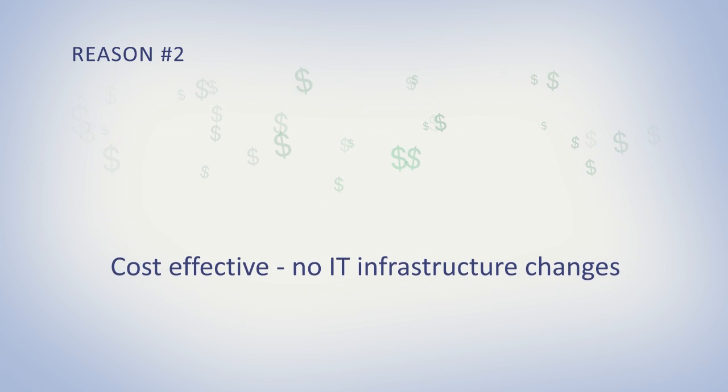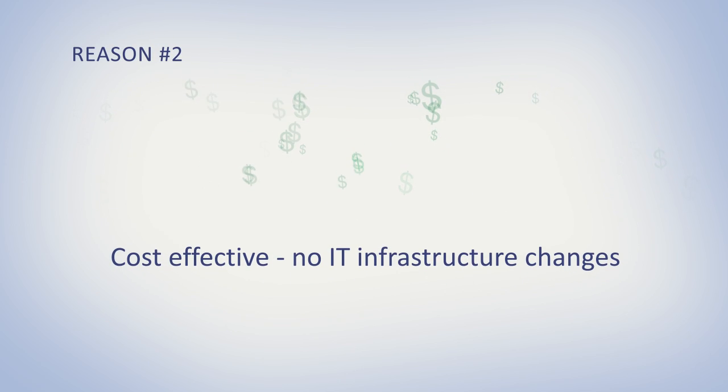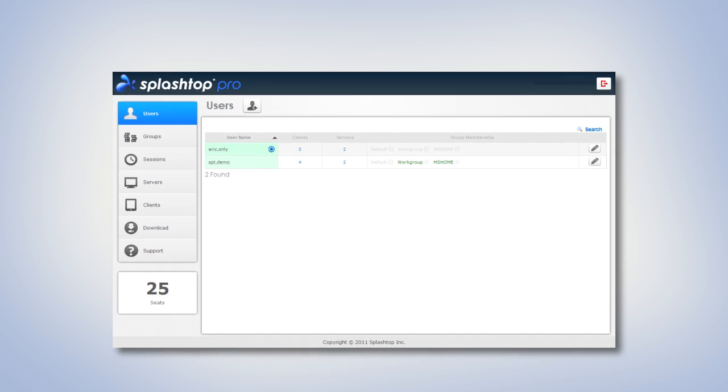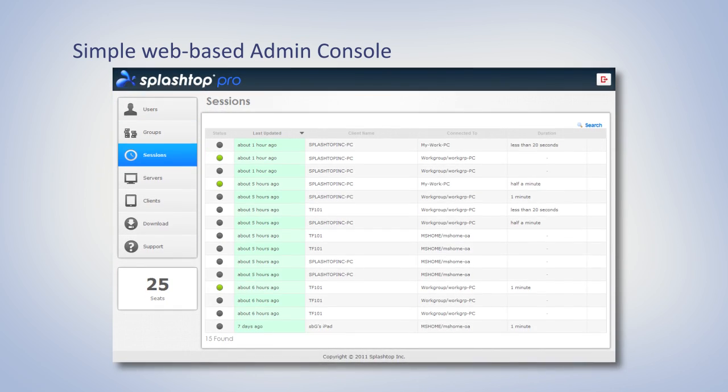It's cost-effective. There are no IT infrastructure changes. All you'll need is our Splashtop Pro streamer and the Pro app to set up a remote connection, and then you can centrally manage all the connectivities and share resources using a simple web-based admin console.